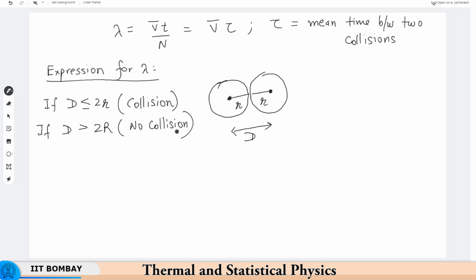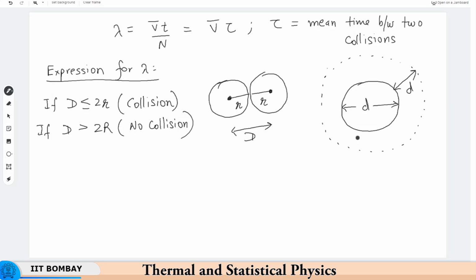So, therefore, you can clearly see that the diameter of the molecule is d, which is basically 2r. So, if there is another molecule whose center comes within a range of d, then they will undergo a collision, otherwise they will not undergo a collision, right.